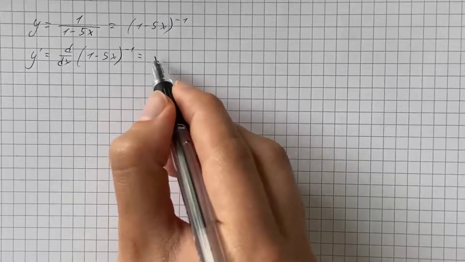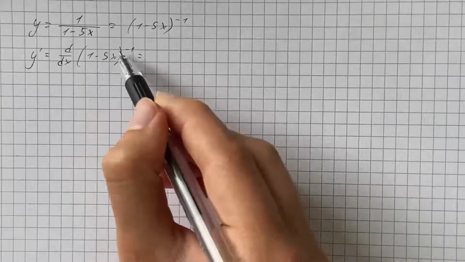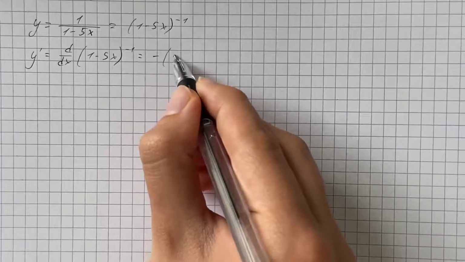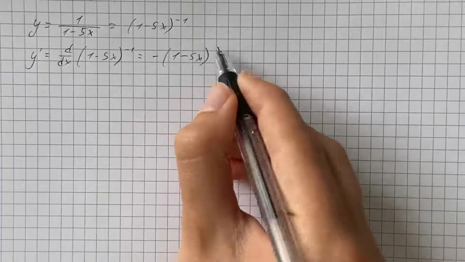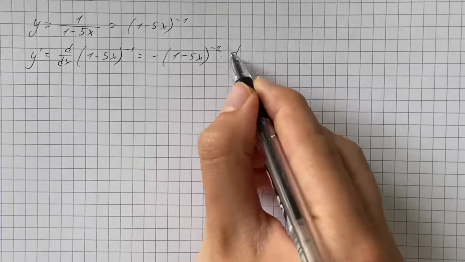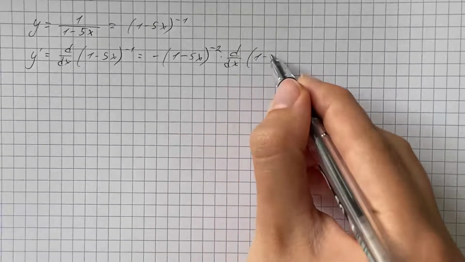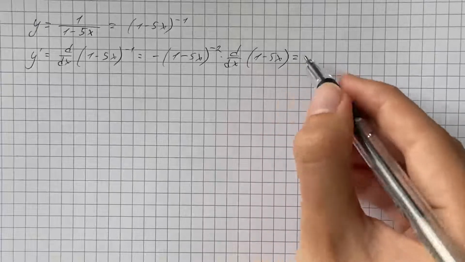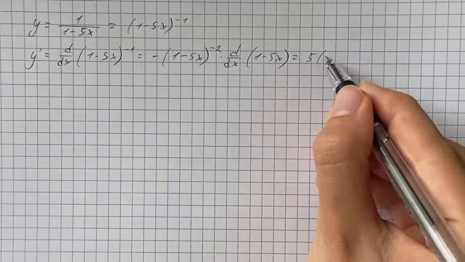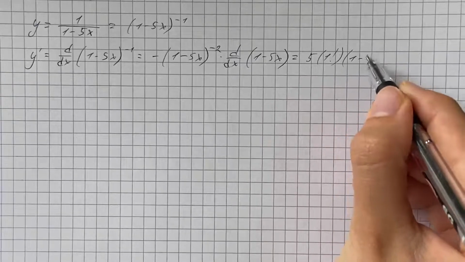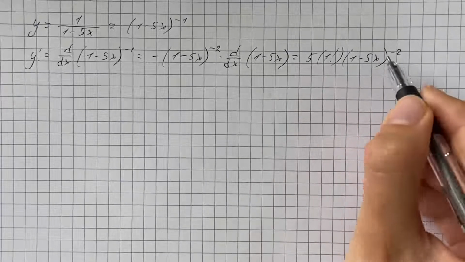And therefore we're going to use the chain rule. So at first we take the derivative of the outer function and we get -1 times (1 minus 5x) to the power of -2, and then we'll multiply by the derivative of the inner function, which is 1 minus 5x, and therefore we get 5 times 1 factorial times (1 minus 5x) to the power of -2.